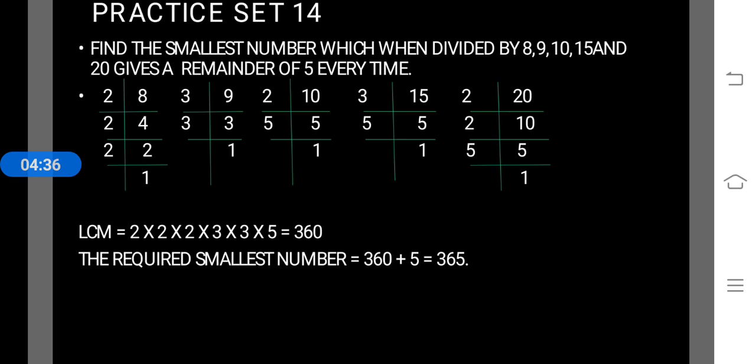The remainder in each case is 5. So we consider 5. The required smallest number is 360 plus 5, that is 365. Let's solve the next sum. Reduce the fraction 348 upon 319 to the lowest terms.